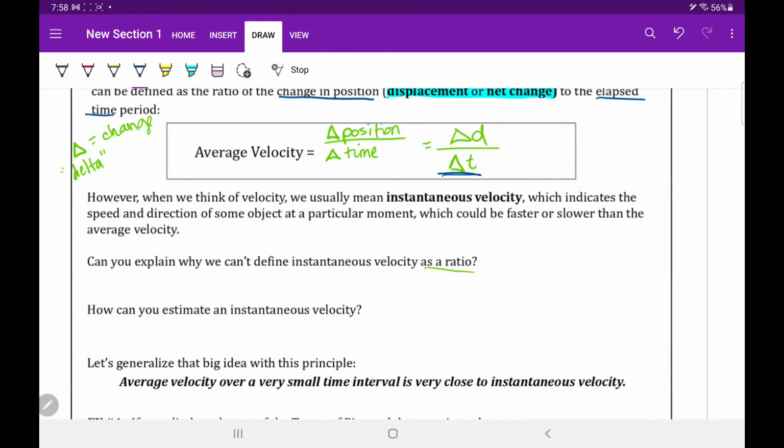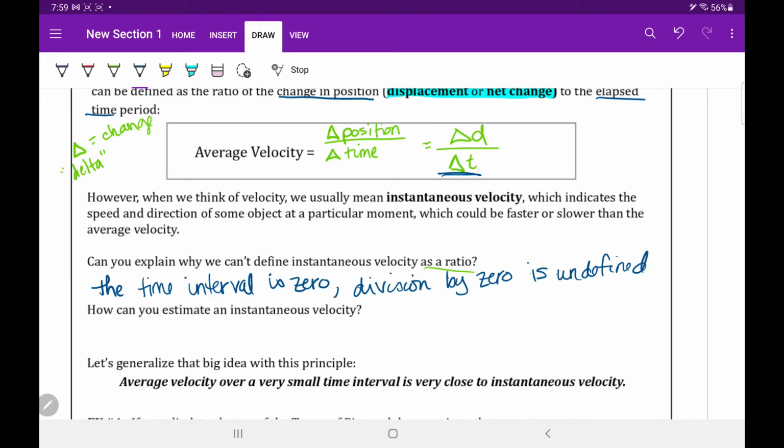We wouldn't have t minus t1. So the other thing is, if we did have, let's say that we just used the same time, then what would happen is division by 0. So since we can't have division by 0, this wouldn't work. So here's our answer. The time interval is 0. Division by 0 is undefined. We can't do that. So the next question is, how can you estimate an instantaneous velocity?